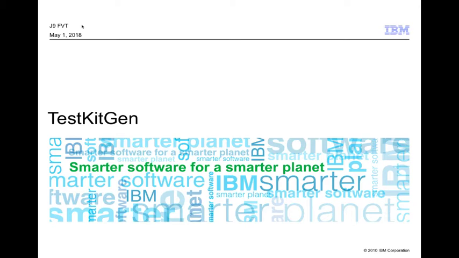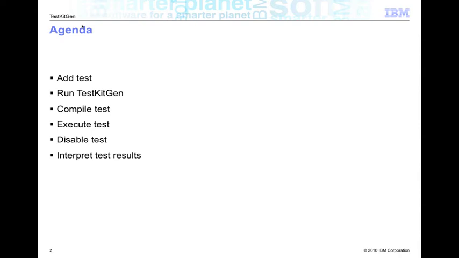So I'll give a deep dive of the TestKitGen. We call it TestKitGen because it generates all the test frame infrastructure and the harness to enable us to run the test on the local environment or in the CI environment, such as Jenkins or Travis CI later.